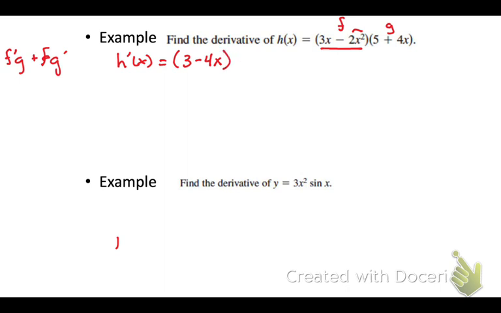Okay. Times the second. So just 5 plus 4x. Plus the first, 3x minus 2x squared, times the derivative of the second, 4. Yep. And now I have to distribute and combine like terms. So you do it and I do it. We better get the same thing, right?